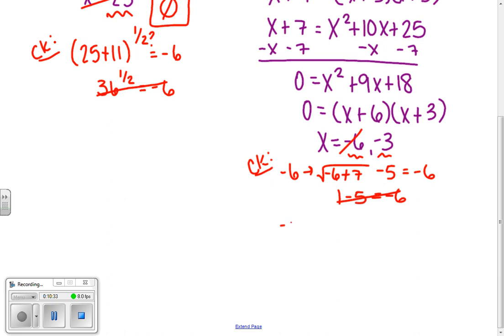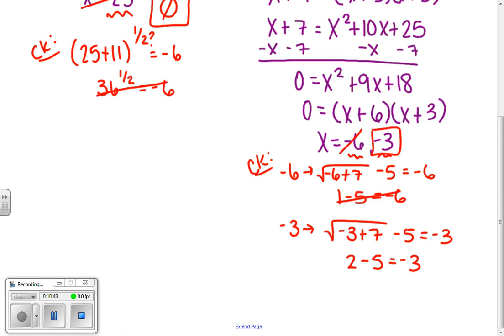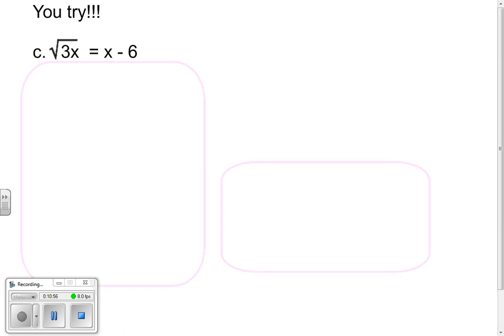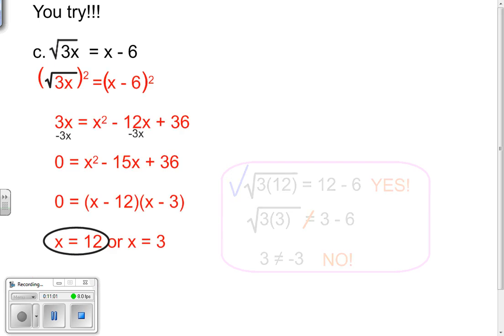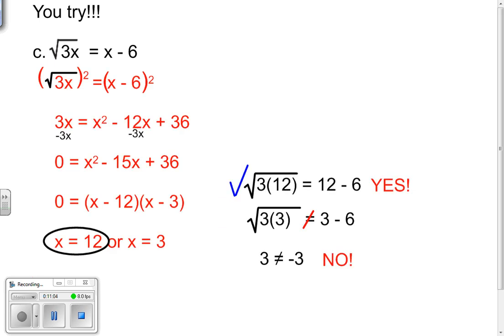I'm going to check negative 3. The square root of negative 3 plus 7, minus 5 should equal negative 3. Negative 3 plus 7 is 4, and the square root of 4 is 2. 2 minus 5 does equal negative 3, so it checks. Negative 3 is my only solution because negative 6 was extraneous. In the you try it, you get 12 or 3, but 3 doesn't check, only 12 does.